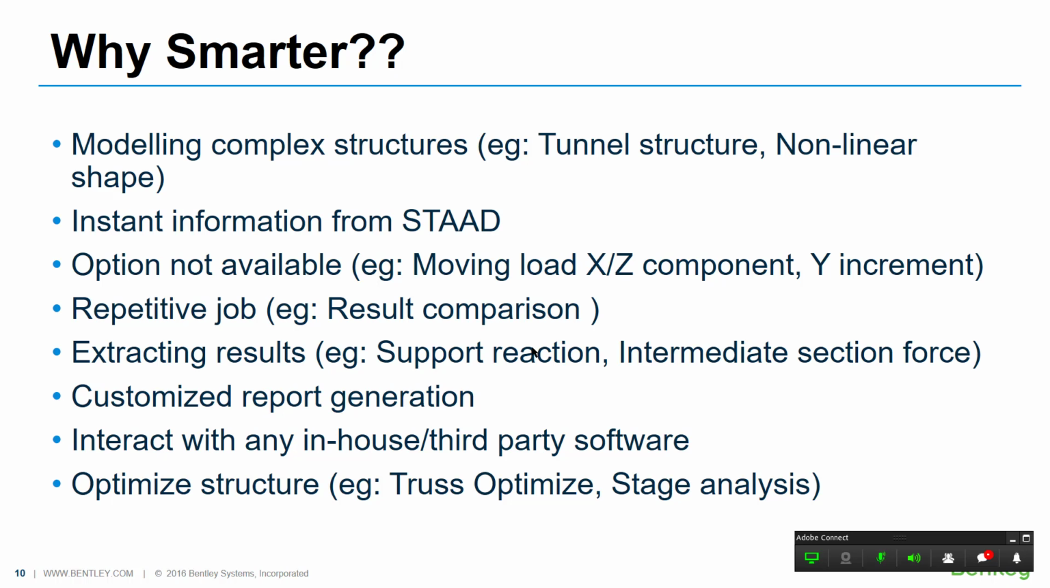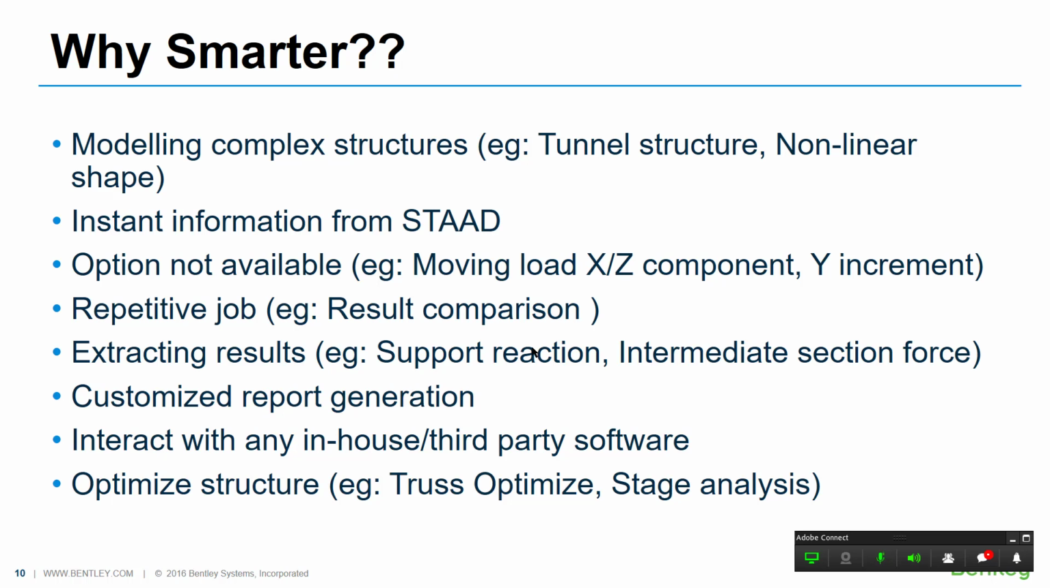Next might be the repetitive job. If you want to compare the design results for the same situation models but with some change, for example, a model with X bracing or a model with K bracing, what we need to do is create different models, analyze the models separately, copy and paste the results from the post processing file into an Excel file, and manually do all the comparison. So this is a repetitive job. For each model we are performing the same steps again and again.